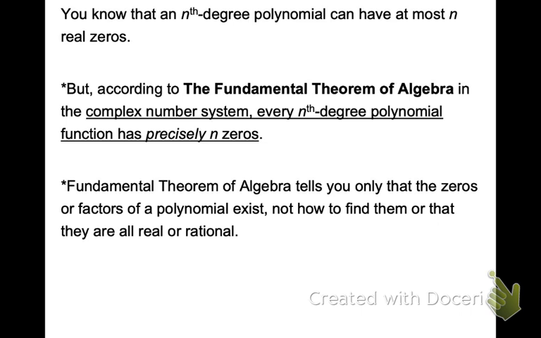That's what this says. It's called the fundamental theorem of algebra. In the complex number system, every nth degree polynomial function has precisely n zeros. This is what you need to write down, what is bolded and what is underlined. The fundamental theorem of algebra says in the complex number system, every nth degree polynomial function has precisely n zeros. And what word is missing there? Real.